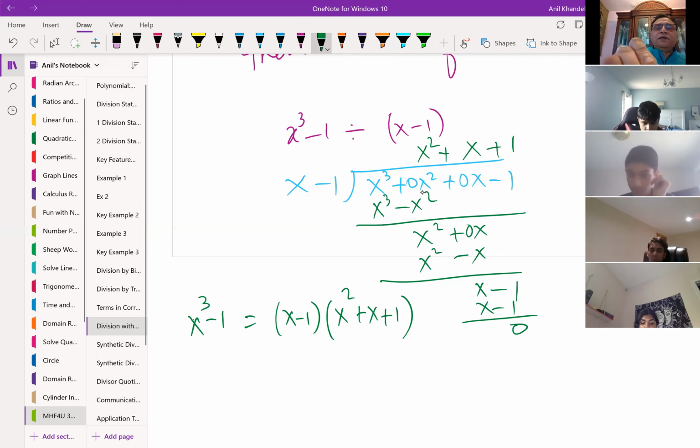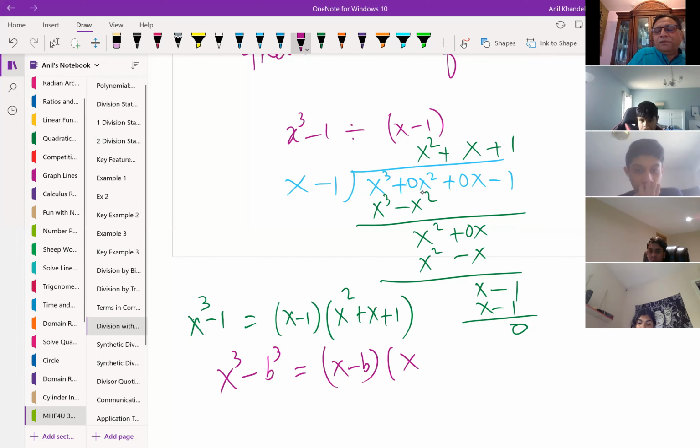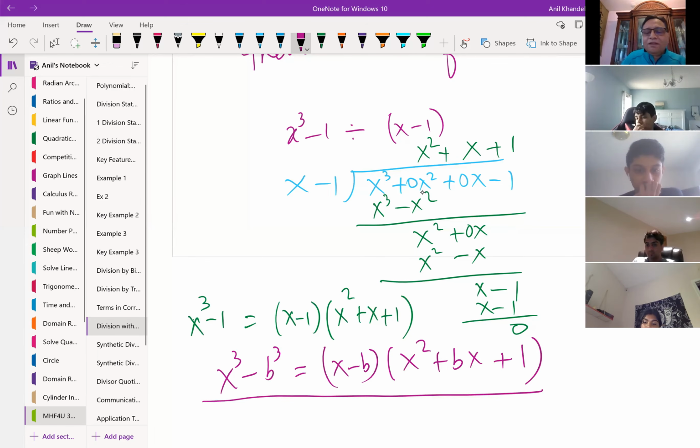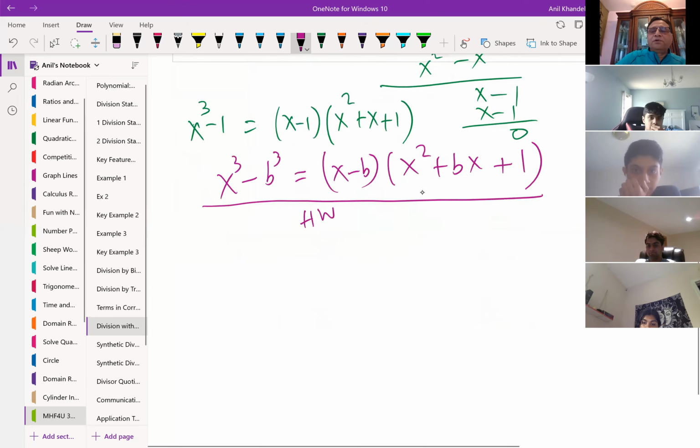Now, the general formula here is like this. If I have x cubed minus, let us say, b cubed, where 1 is 1 cubed, in that case I could write this as x minus b times x squared plus bx plus b squared. So that becomes my general formula. It is your homework to prove that this is your general formula. Is that okay? So very simple. How will you prove it?